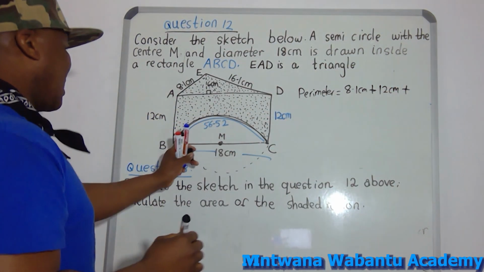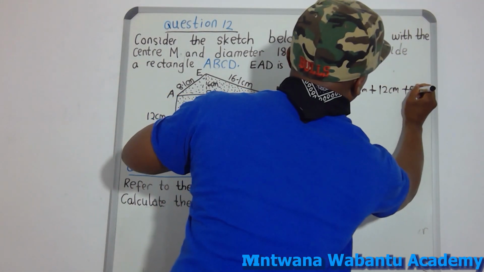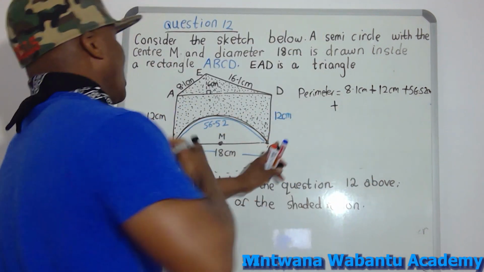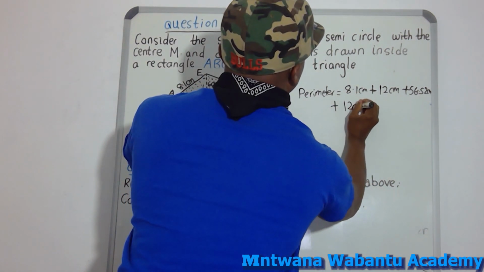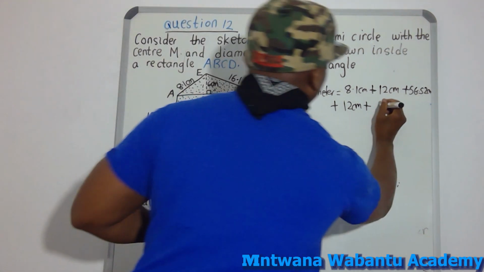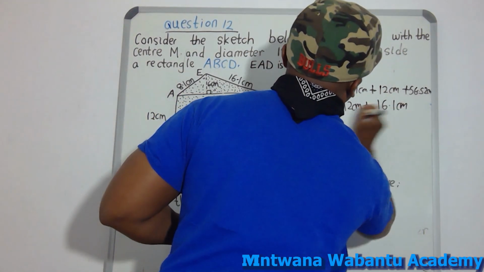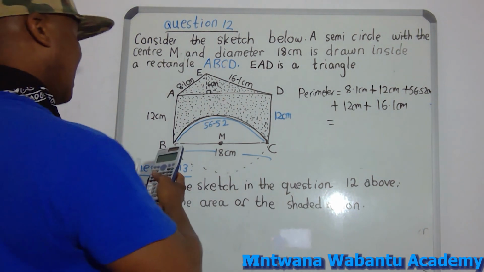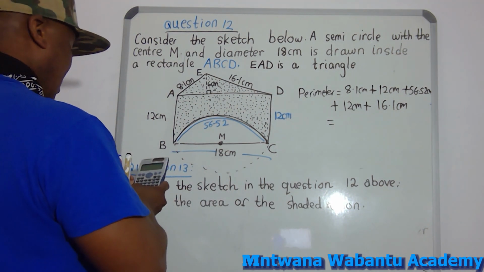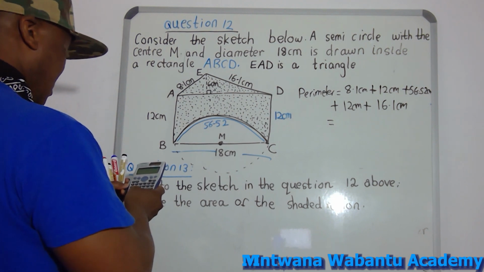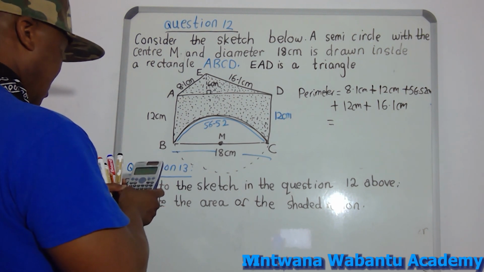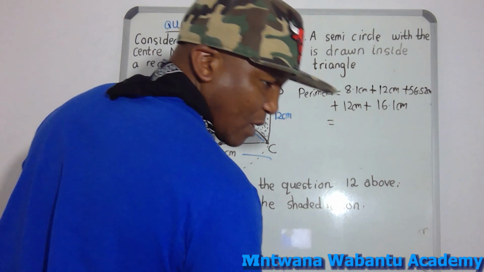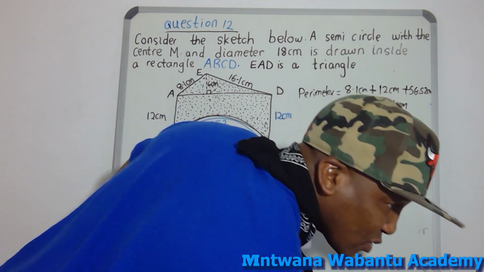plus 56.52 centimeter plus 12 centimeter plus 16.1 centimeter equals. I want you to calculate it here, quickly add all these lengths. Okay, so we get 104.72.